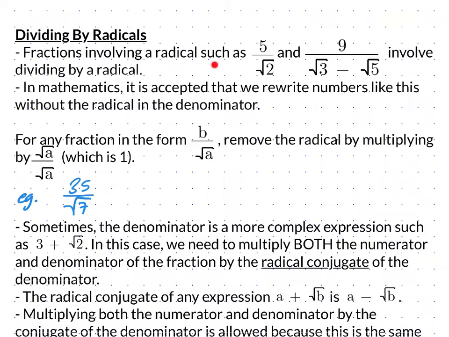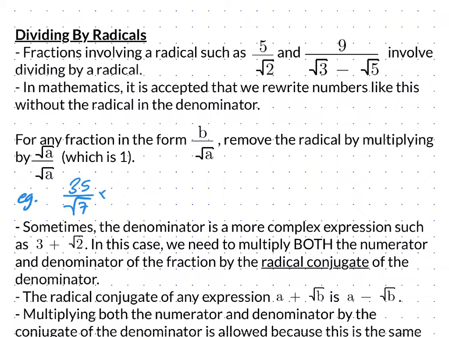So fractions involving a radical, such as 5 on root 2 and 9 on root 3 minus root 5, involve dividing by a radical, obviously. In mathematics, it's accepted that we rewrite numbers like this without the radical in the denominator. So for any fraction in the form b on root a, remove the radical by multiplying by root a on root a, which is going to be 1. So that's why we're allowed to do that.